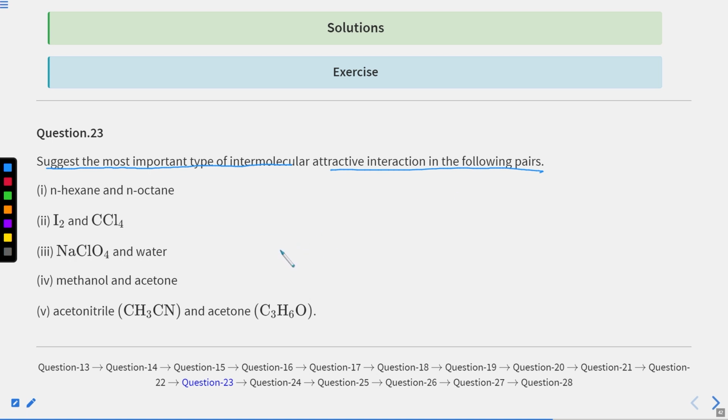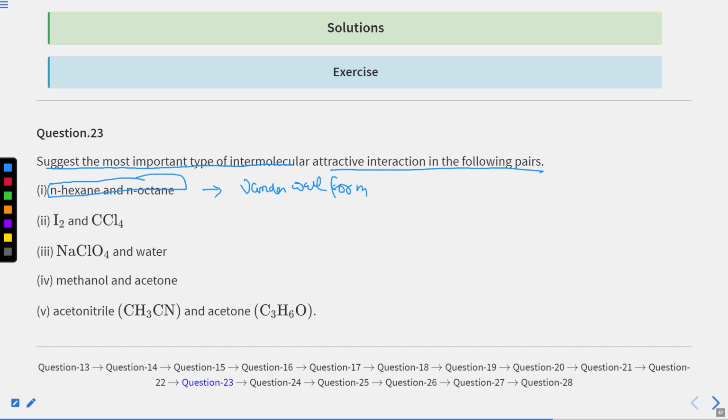Next is: suggest the most important type of intermolecular attractive interaction in the following pairs. So in this, what type of interaction would be the most important? It would be van der Waals force, isn't it?